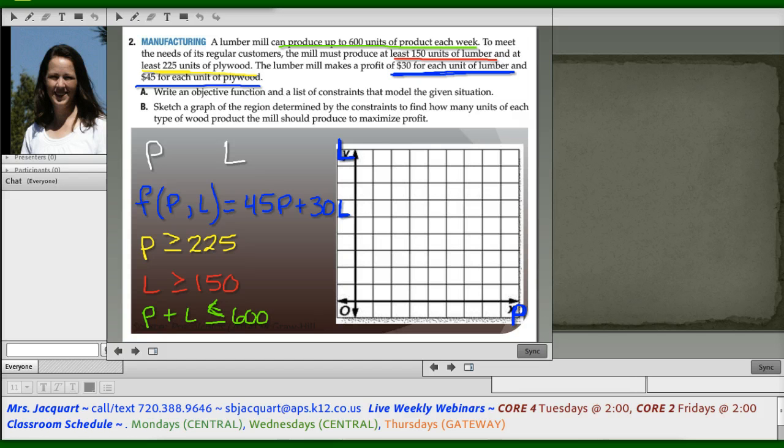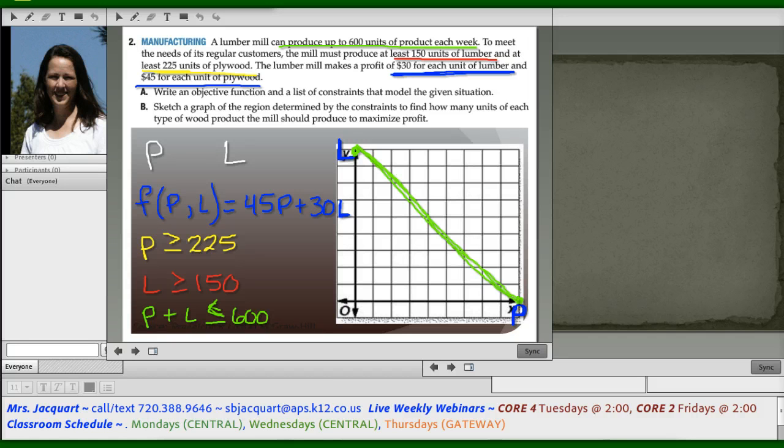Okay, so we're going to just graph every line. So if I have P plus L is less than or equal to 600, I'm going to go up 600 units, which is going to be right there, by the way. And I'm going to go to the left, 600 units. And this is my P plus L.